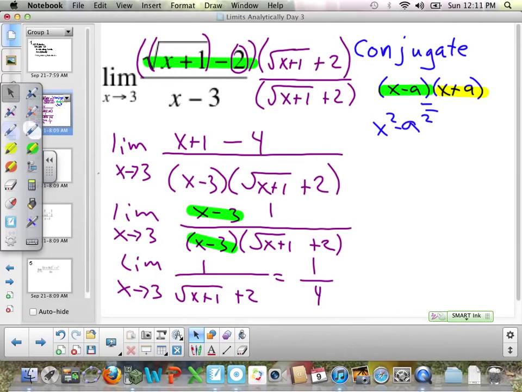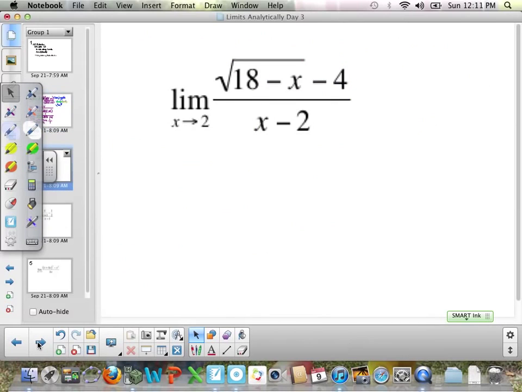So when you plug in a number and you get 0 over 0, if there's a radical involved, you need to rationalize that radical out of that side of the fraction. Let's look at another example.